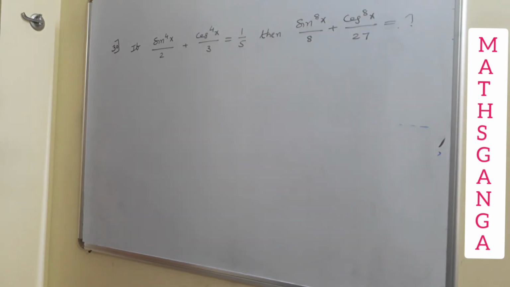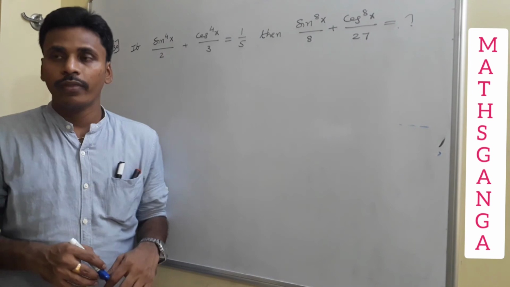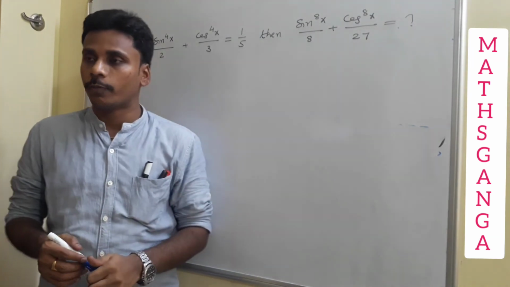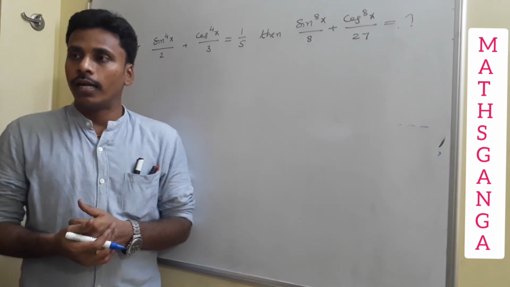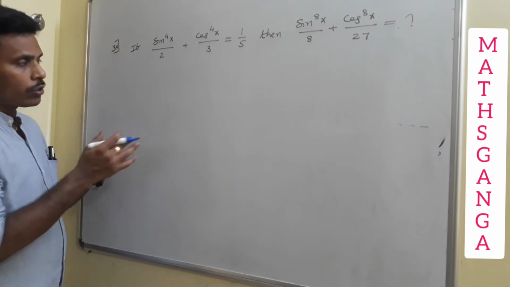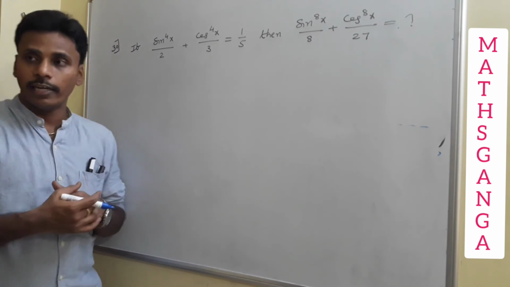Look at the board. The problem is that sin power 4x by 2 plus cos power 4x by 3 is equal to 1 by 5, and they ask us to find sin power 8x by 8 plus cos power 8x by 27, right? This is also one of the important problems, and this is also a previous year question. Observe how we go, and afterwards I will give you the generalization statement also.